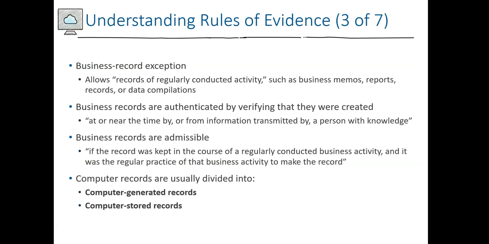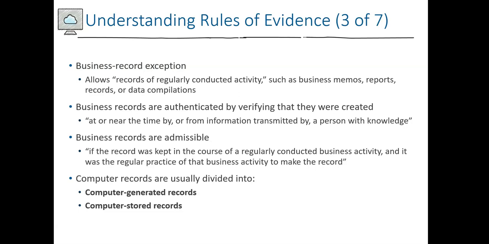Business record exceptions allow records of regularly conducted activities, such as business memos, reports, records, or data compilations. Business records are authentic if verified by someone who created them at or near the time, or by transmission from a person with knowledge. Business records are also admissible if the record was kept in a regularly conducted business activity, such as log files. Computer records are usually divided into computer-generated records and computer-stored records.